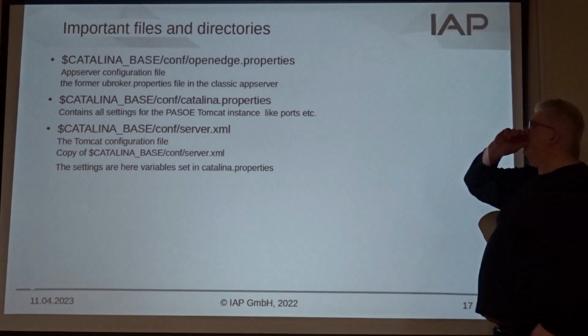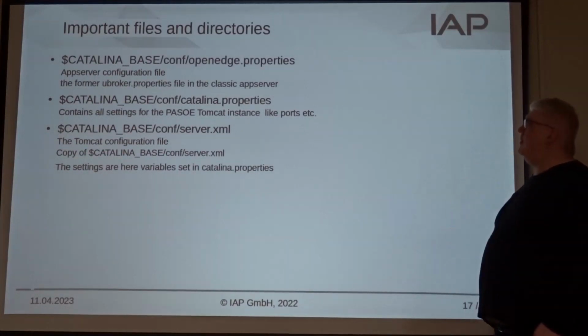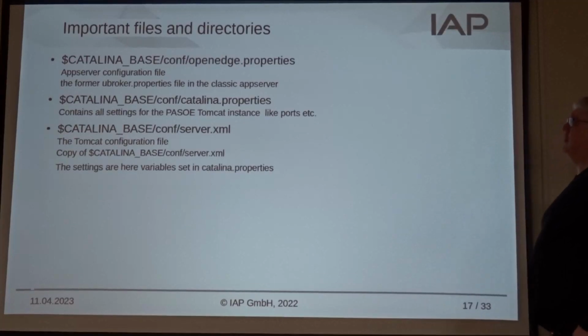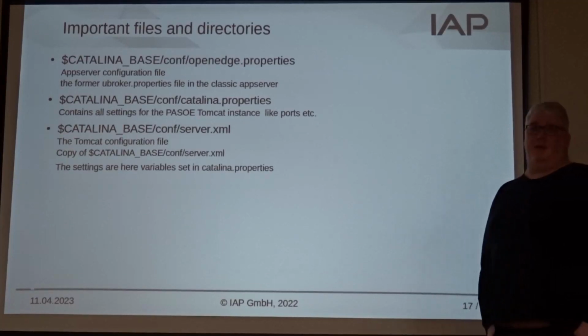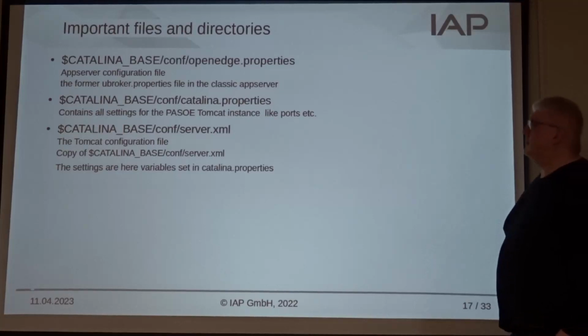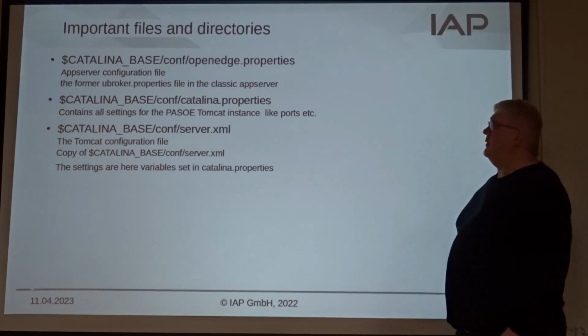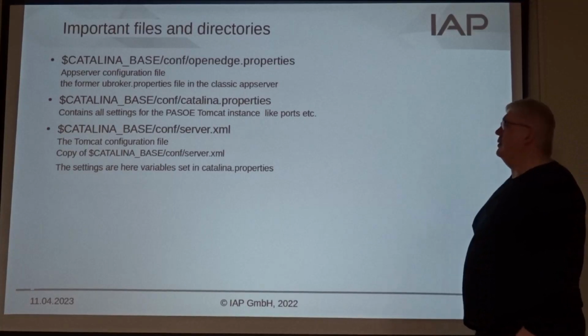Then we have another one, also in Catalina base, called OpenEdge.properties. That is the former broker properties file. Here in this file, there's an app server configuration. You find it there.